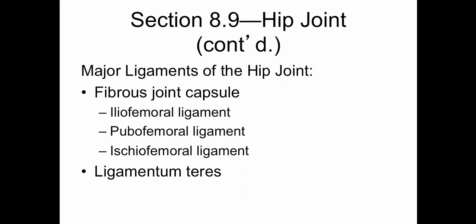As their names imply, the iliofemoral ligament attaches the ilium to the femur, the pubofemoral ligament attaches the pubis to the femur, and the ischiofemoral ligament attaches the ischium to the femur. One of the thickest, strongest ligaments in the body is the iliofemoral ligament. It is important because the body weight of a standing person with extension of the hip joint leans on the iliofemoral ligament.